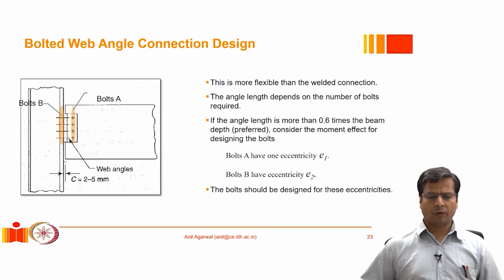General rule of thumb is that if the bolt depth, that is this length, is equal to or greater than 0.6 times the depth of the beam, then we should consider this eccentricity effect, and we should account for this additional moment that is appearing in the bolt.